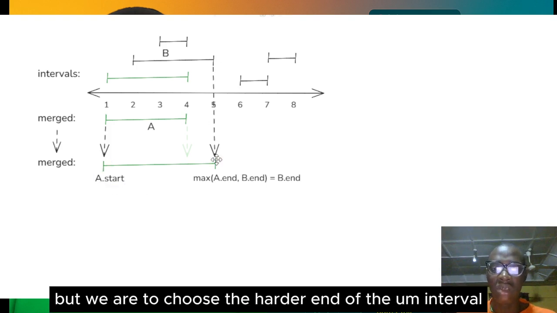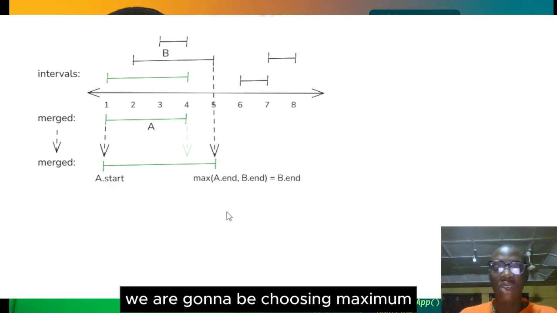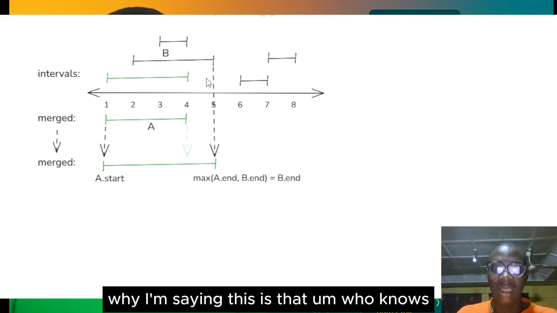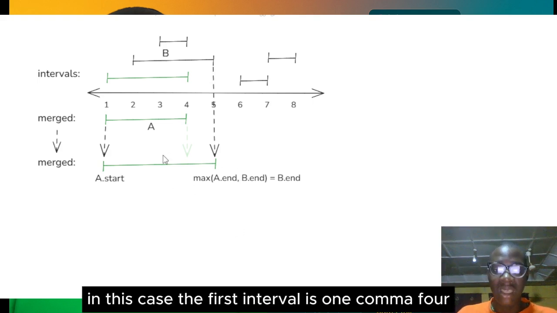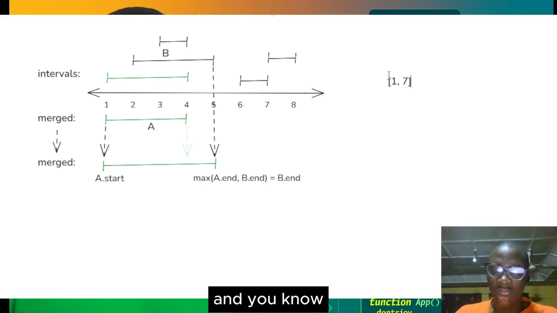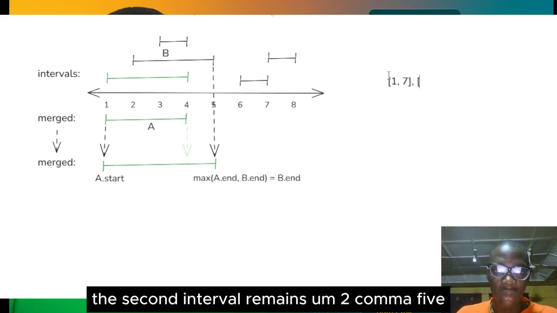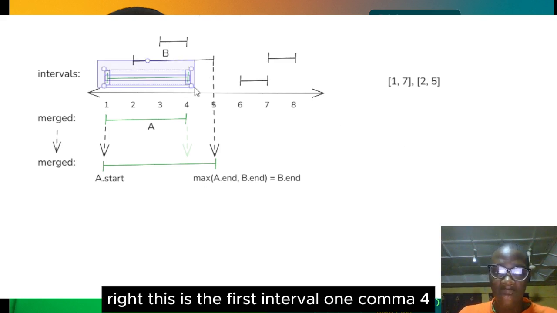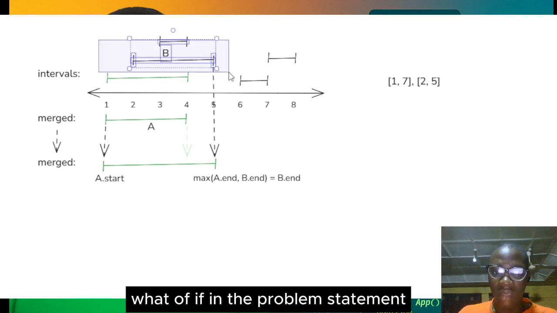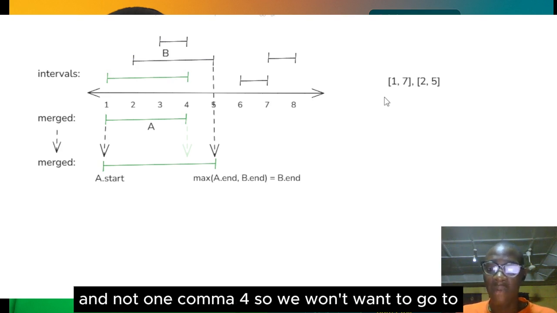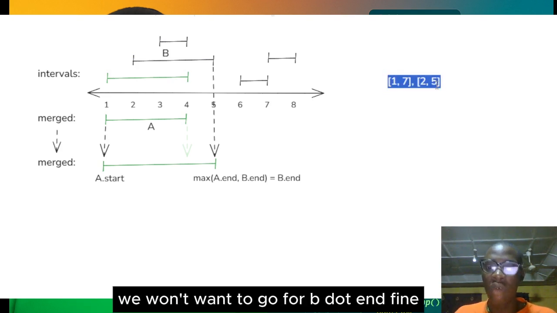But to choose the other end of the interval, we are going to choose the maximum between a dot end and b dot end. Why am I saying this? Who knows, in this case the first interval is 1,4. What could have happened if the first interval is actually 1,7 and the second interval remains 2,5? This is the first interval 1,4, but who knows, what if in the problem statement the first interval is actually 1,7 and not 1,4? So we won't want to just go for b dot end.